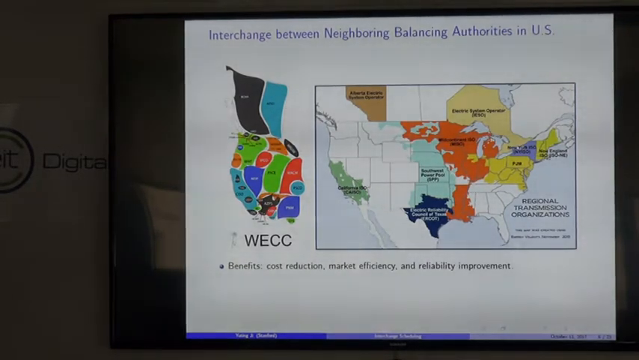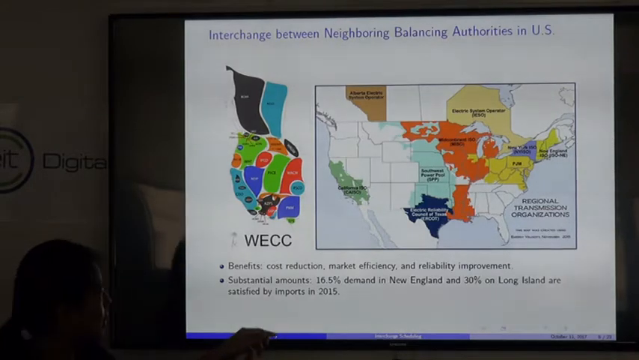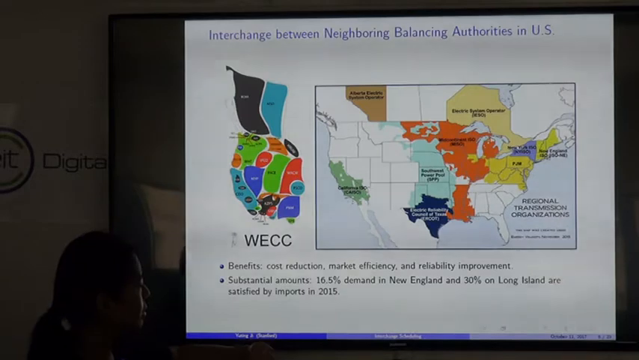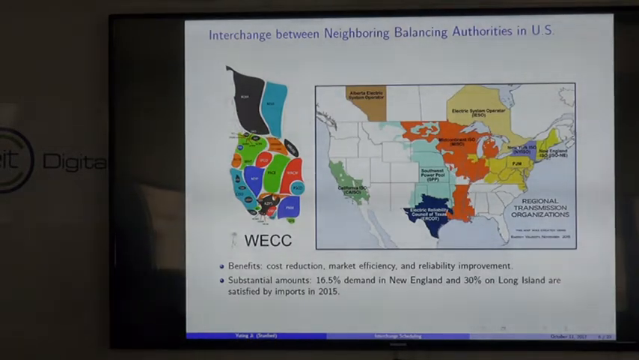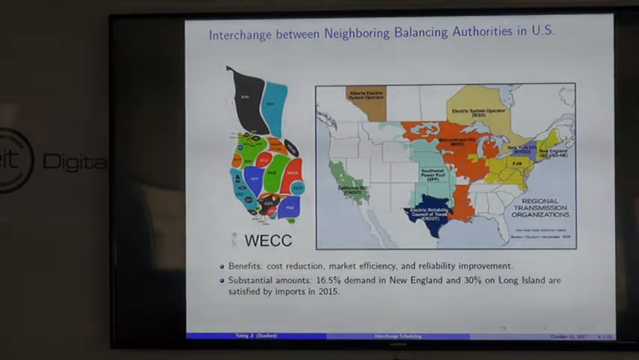Although all these regions are operated independently, there are physical power flows between you and your neighbors, because there will be cost reduction, market efficiency, and reliability improvement from this transfer. So they're similar to France. There are substantial amounts: over 16% of demand in New England, that's the small area there, and 30% on Long Island, that's a small part of New York, are satisfied by imports. So whether we can schedule these imports or exports sufficiently can really affect your cost and the efficiency of the market.